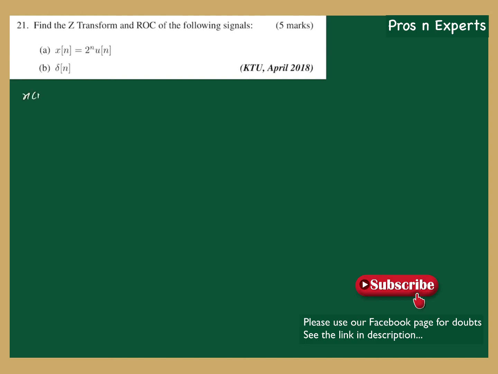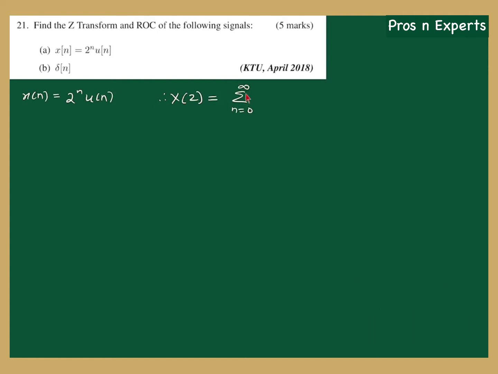So given x of n equal to 2 to the power n u of n, the Z transform is obtained by summing from n equal to 0 to infinity. I'm not going from minus infinity to infinity, but from 0 to infinity, because the signal is being truncated by u of n. So it's only the right side of the signal. You know this: x of n into z raised to minus n.